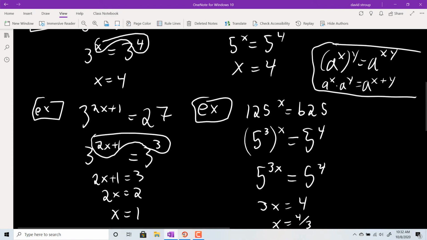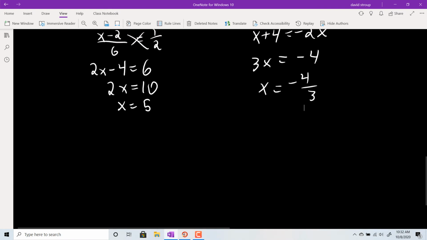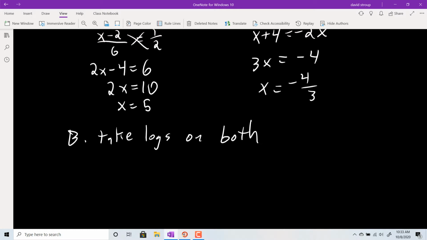The second way is basically just taking logs on both sides. It's a little like squaring both sides or something like that. Okay, so the second way, take logs on both sides.